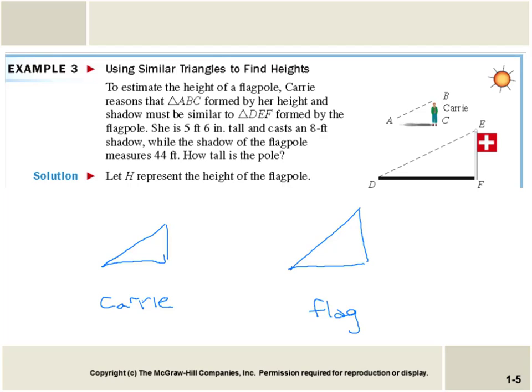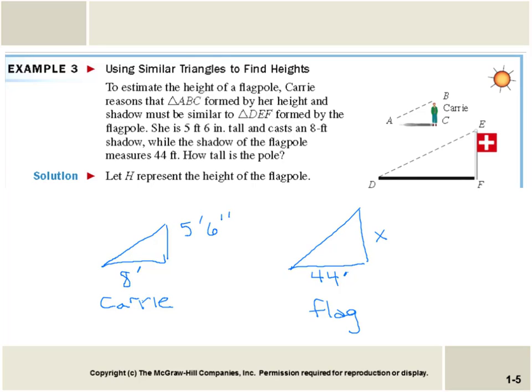So she's 5 feet 6 inches tall, and she casts an 8-foot shadow. And the shadow of the flagpole is 44 feet. And we basically want to know how tall is the flagpole. So what we can do is set up a proportion. The proportion would say, well, I know that 8 feet is proportional to 44 feet. 8 feet goes to 44 as 5 feet 6 inches goes to X.